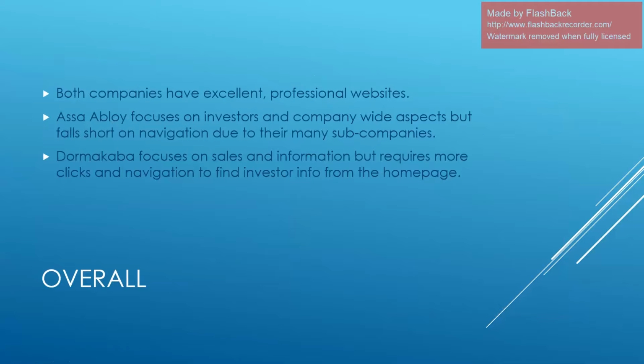Overall, both companies have excellent professional websites and provide all the information they need to. However, Asa Abloy is focused much more on their investors and larger company-wide aspects in news, but may fall short on navigating to specific things for specific products because of their many sub-companies. Dormakaba focuses on sales and information, but requires more clicks and navigation to find investor info from the homepage. In that difference, one is not necessarily better than the other. They're almost equal, but they focus on a different aspect of the company and what they're trying to go for.